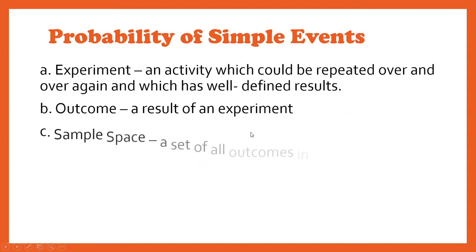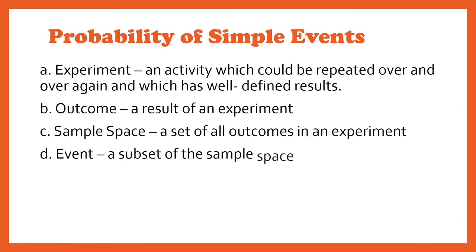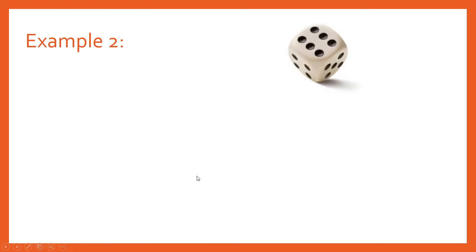Next, sample space: a set of all outcomes in an experiment. So, katulad ng sinabi ko kanina, dun sa throwing a die, the result is either getting a 1, a 2, a 3. So, yung sample space, lahat na sila: 1, 2, 3, 4, 5, 6. An event is a subset of the sample space. So, just a subset, or meaning to say, part of the sample space.